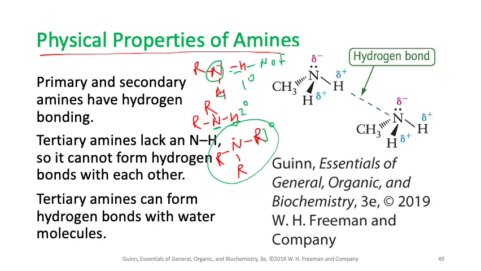For example, this is your primary amine, this is your primary amine. They can form a hydrogen bond over here. So if they form hydrogen bonds, they will have a higher boiling point and solubility.